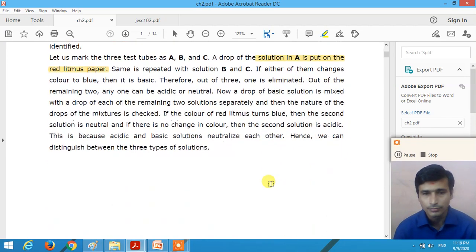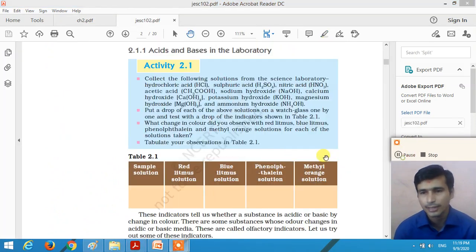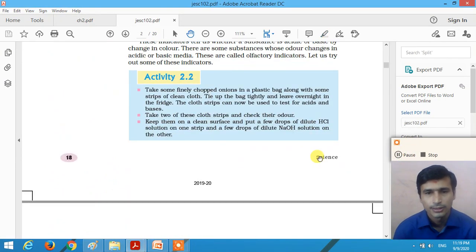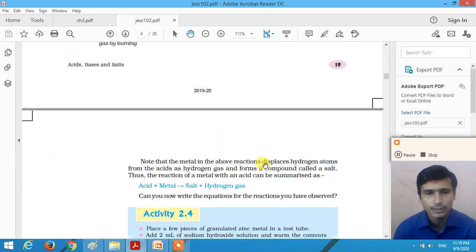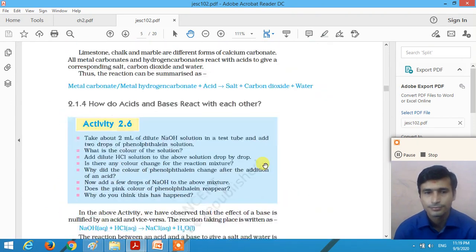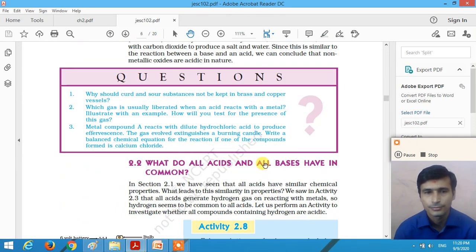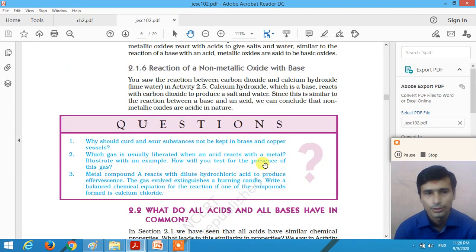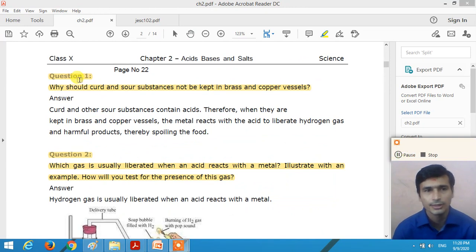Now the next set of questions is given on page number 22. A set of three questions is given on page number 22. So let us discuss the answers to these three questions. First question on page number 22.